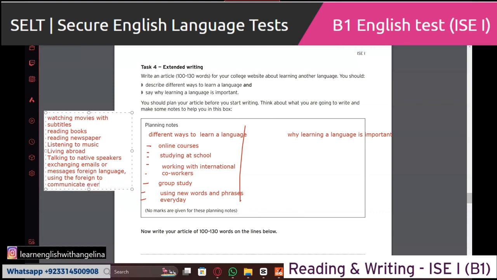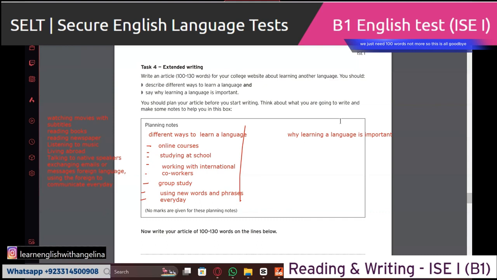Okay. So that's enough, right? We just need 100 words, not more. So this is all, why learning a language is important. Now that's the point. You will add one more point. I think it is important for personal pleasure and as a hobby.